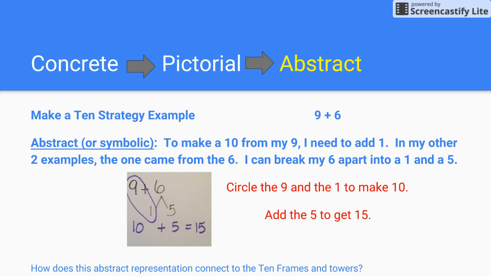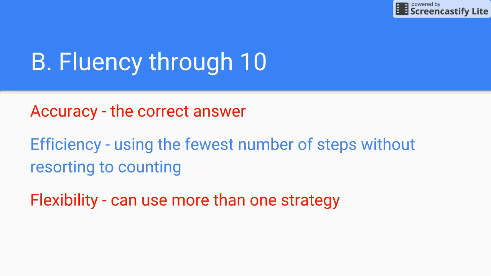So I'm going to take my 6 with my number bond, break it up into 1 and 5. Some books call those break aparts, some call them number bonds, but we know it's when you break apart and find the partners of a number. 9 and 1, I'm going to circle that because that's how I make a 10. I'm going to write 10. That leaves 5. 10 and 5 once again is 15. Connecting back to the 10 frames and the towers. This is how you move from concrete to pictorial to abstract to deepen that concept.